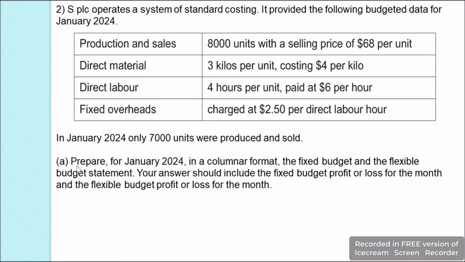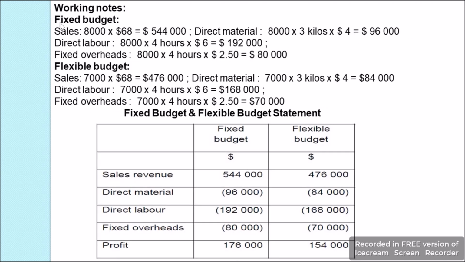In the A bit of the question, we are asked to prepare for January 2024, in a columnar format, the fixed budget and the flexible budget statement. And the answer should include the fixed budgeted profit or loss for the month and the flexible budgeted profit or loss for the month. Let's do all our calculations in our working notes, then we will proceed and make the fixed budget and the flexible budget statement.